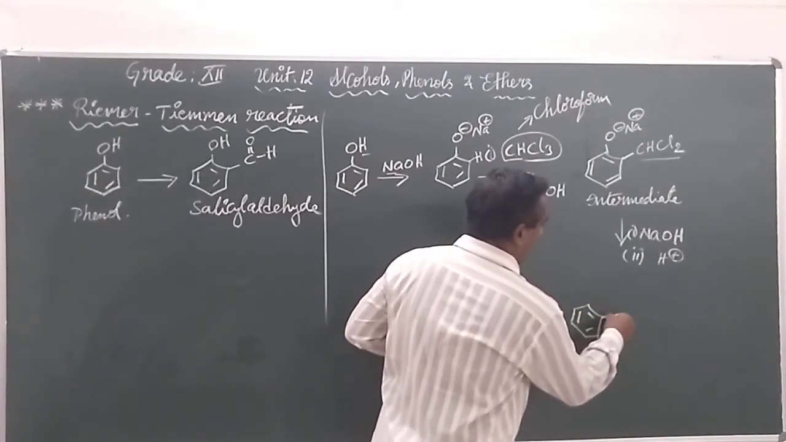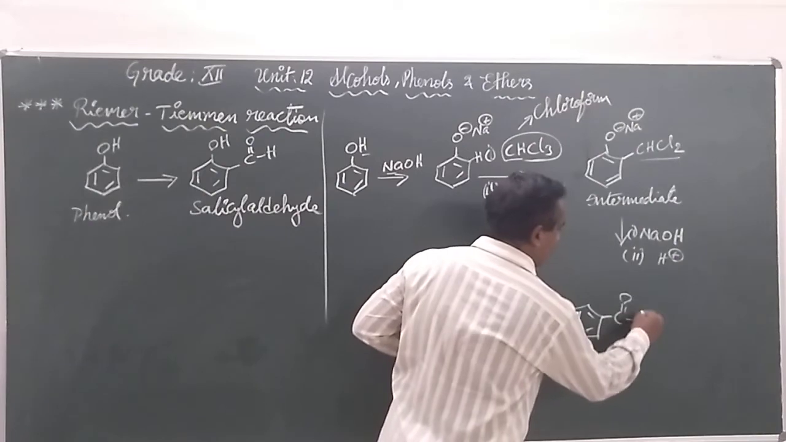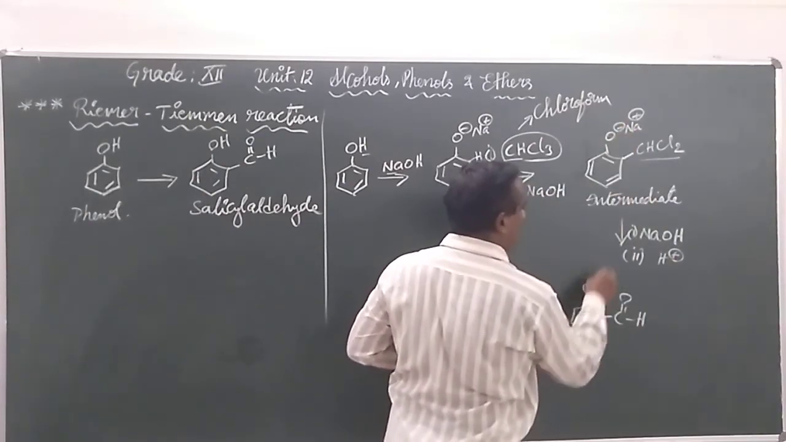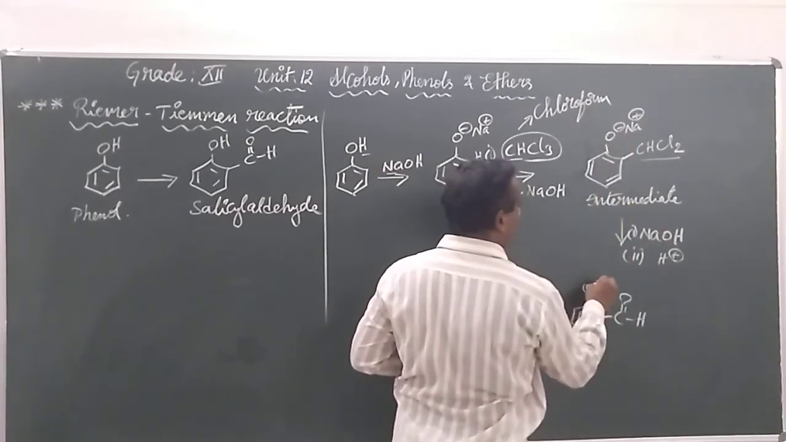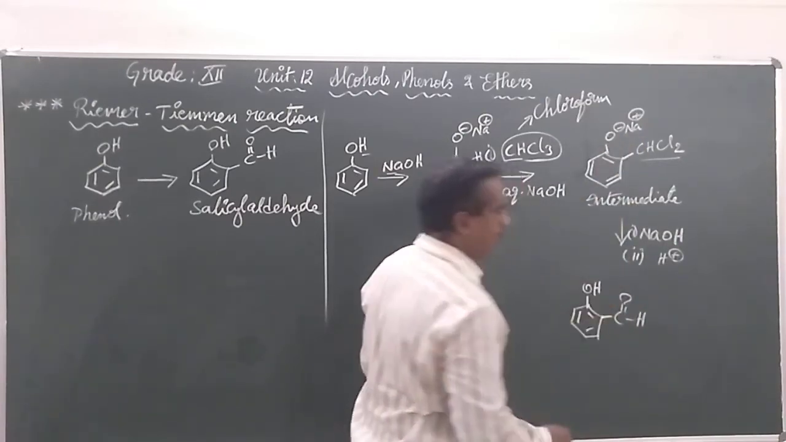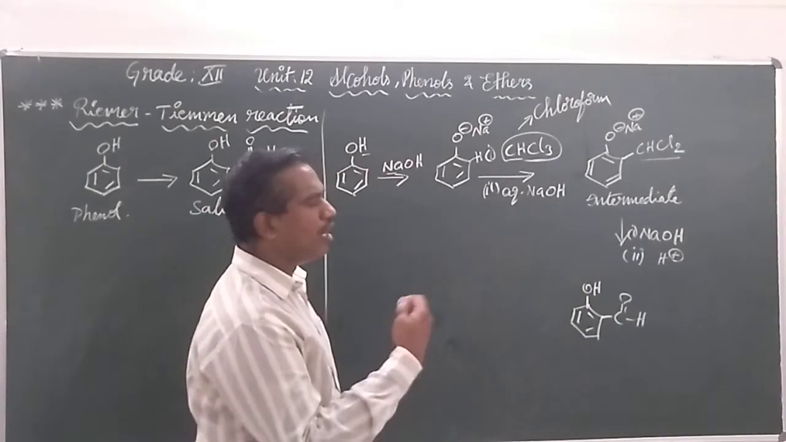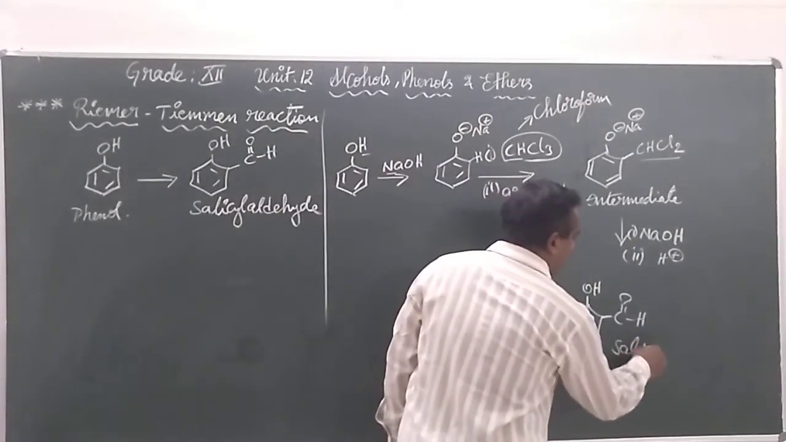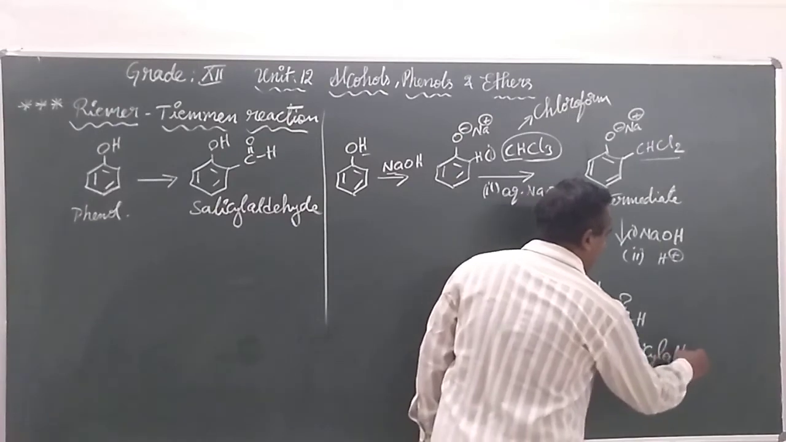As the aldehyde group, that is the CHO group. The H plus is going to replace the sodium, forming the phenoxide into the phenolic group. So that is how we will prepare the salicylic aldehyde.